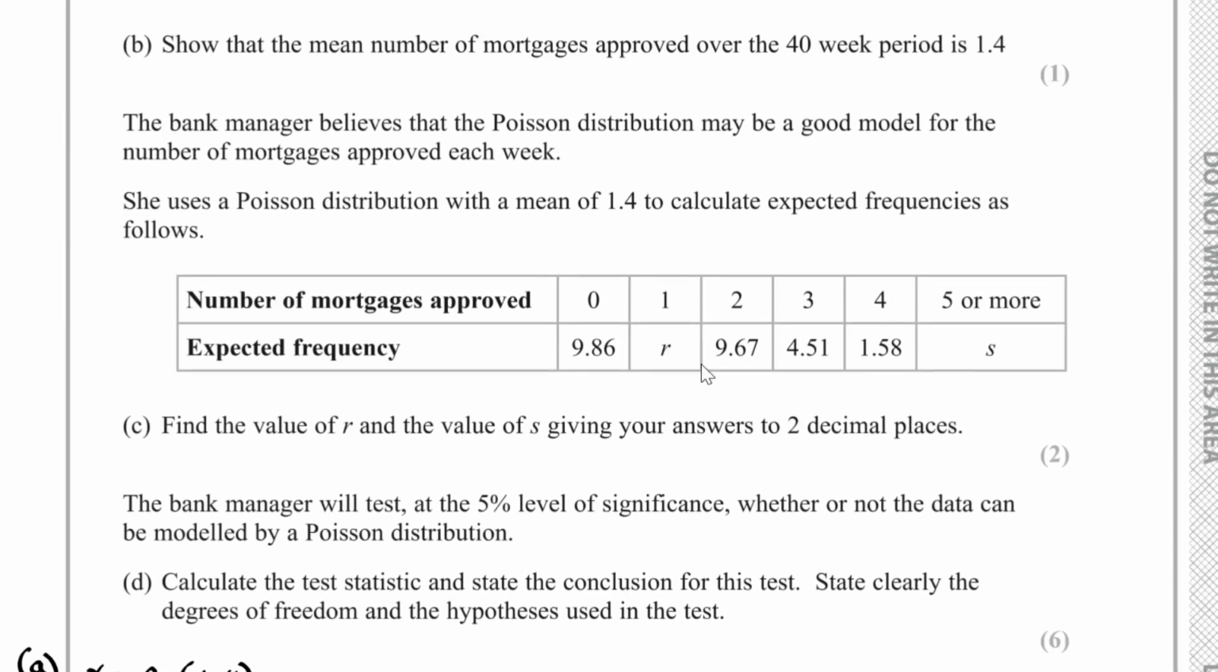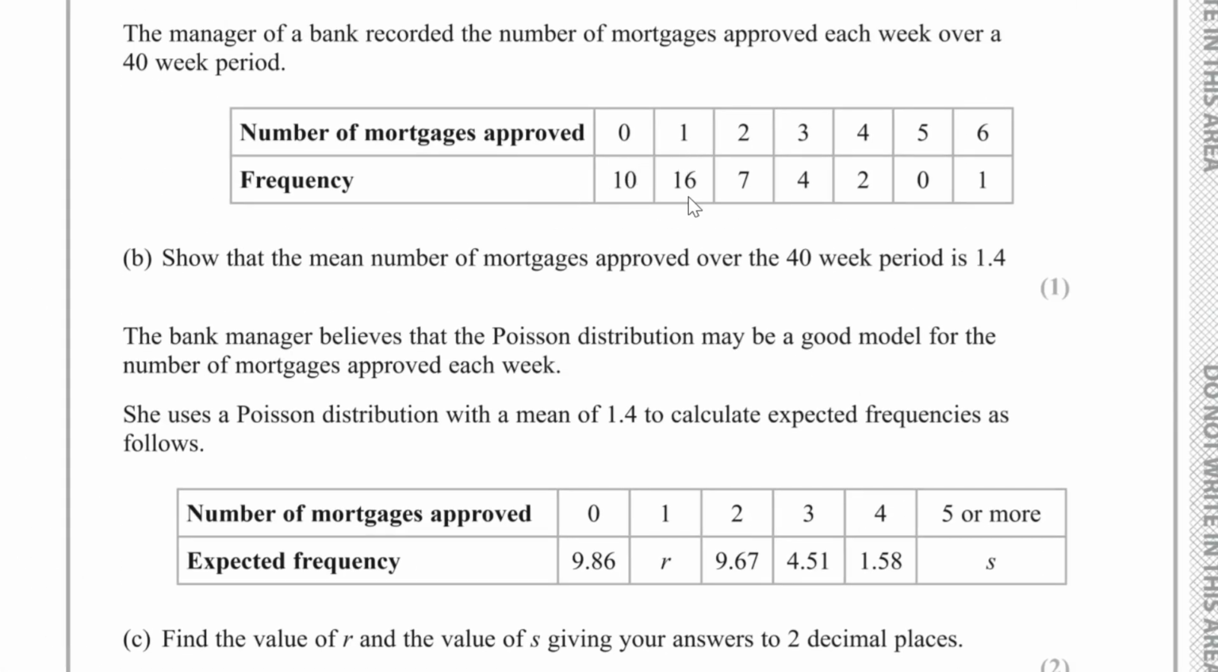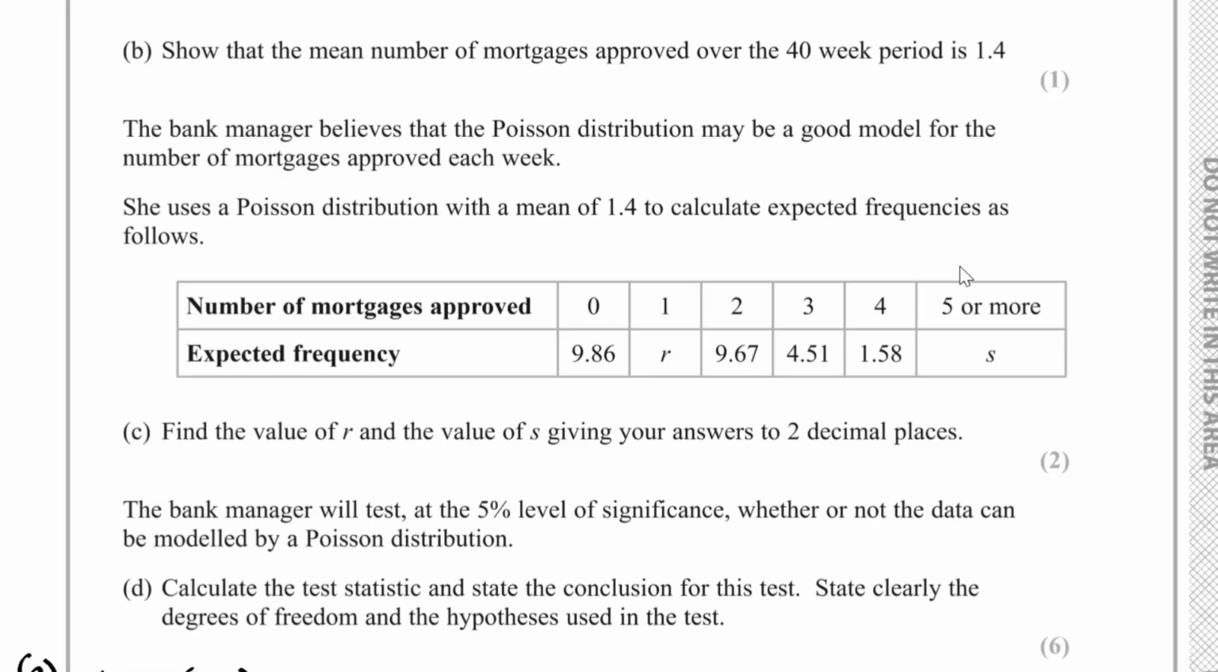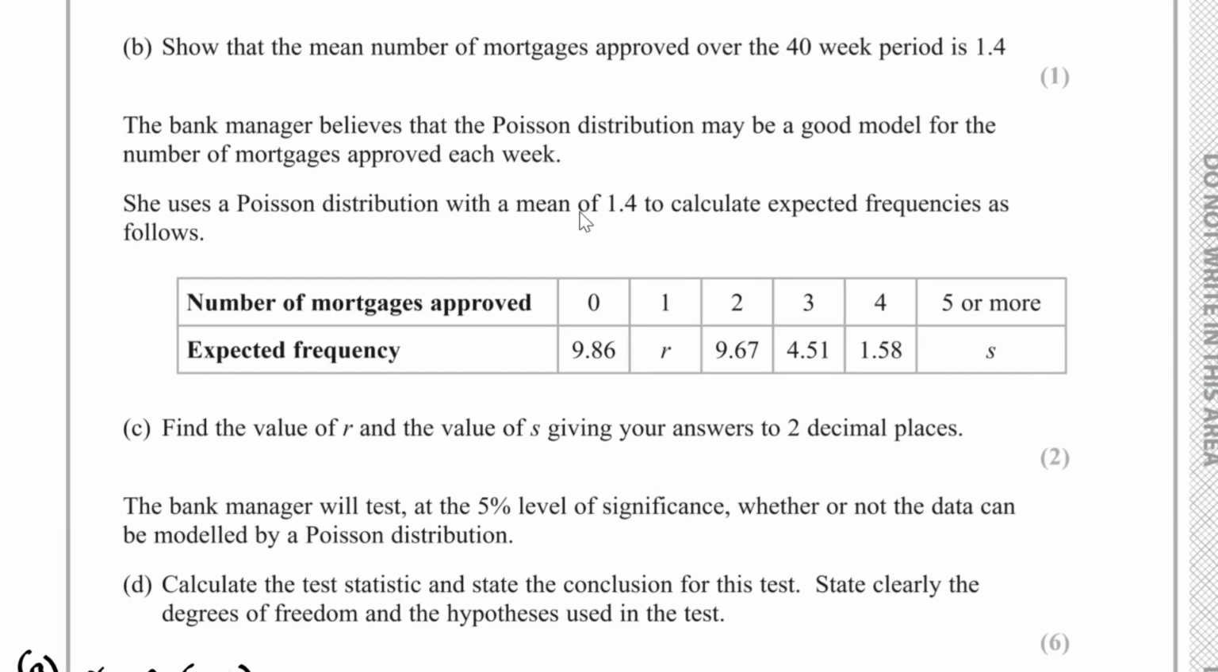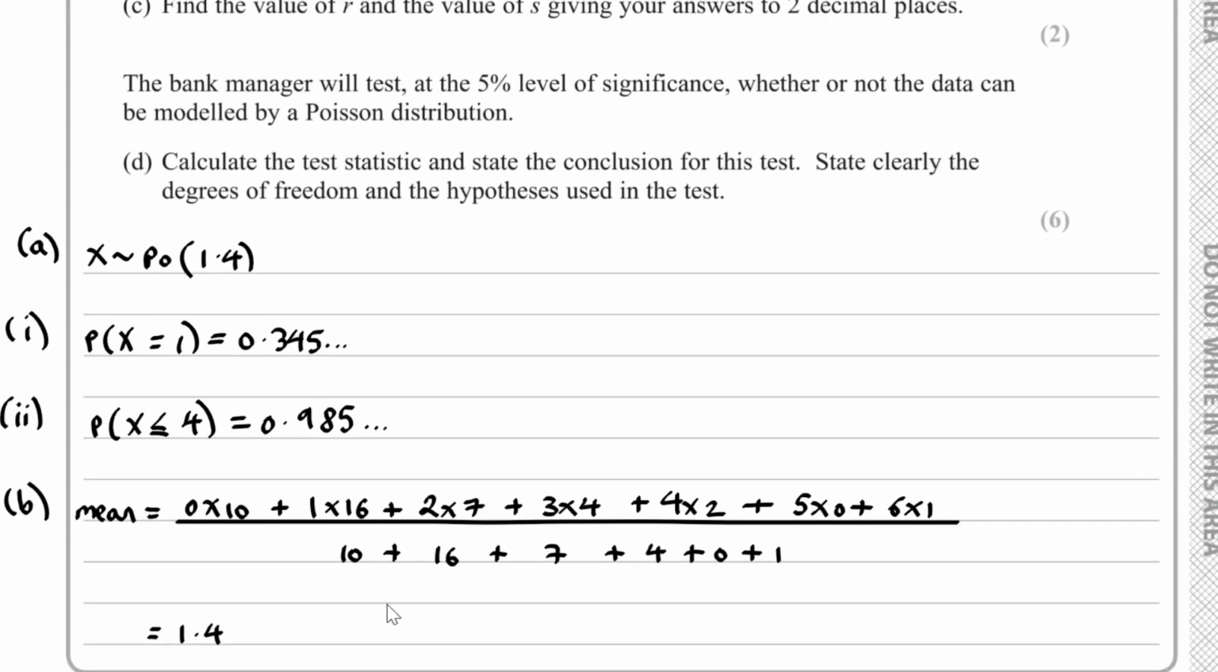So we've got over here the 0 times the 10, the 1 times the 16, the 2 times the 7, etc. all the way up to 6 times the 1. That's on the top line, and on the bottom line we just add up all the frequencies as over here. And if you work this out, you get 1.4.